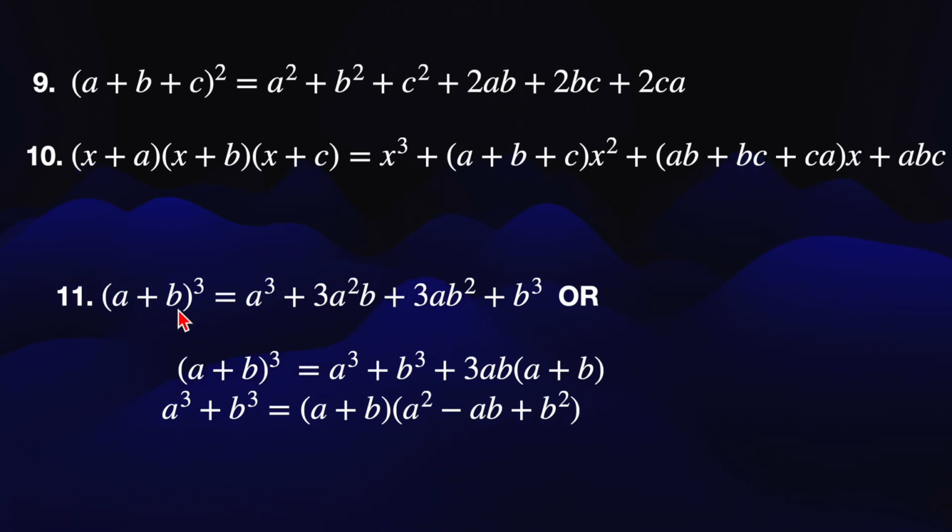plus b cube. From this itself, you can write down these two formulas. So here, supposing we take out 3ab common, we can write it like this. (a plus b) whole cube is equal to a cube plus b cube plus 3ab into (a plus b). We have taken 3ab common and put a plus b in the bracket.